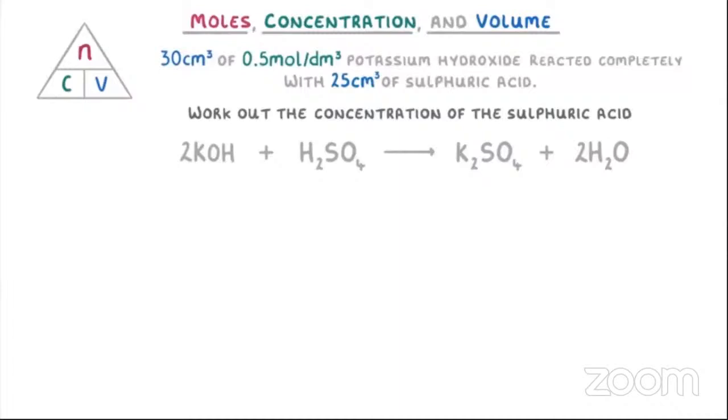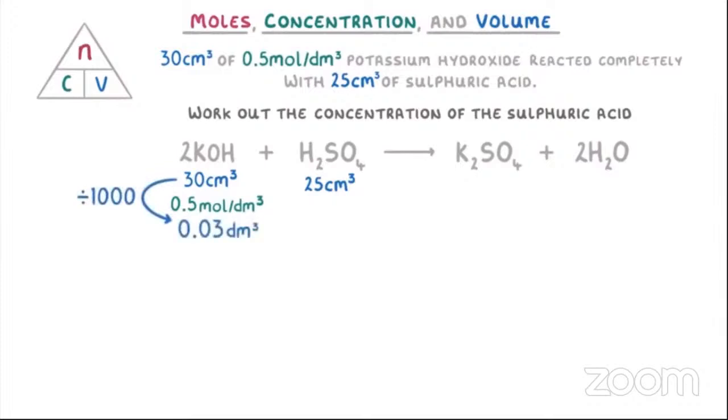Before we do anything else though, it's worth writing out clearly what we already know from the question. For the potassium hydroxide, its volume is 30 centimeters cubed, and its concentration is 0.5 moles per decimeter cubed. And for the sulfuric acid, we know its volume is 25 centimeters cubed. Then, because this is a chemistry calculation, we know that we're going to need all of our volumes in decimeters cubed and not centimeters cubed. We divide 30 by 1000 to get 0.03 decimeters cubed, and 25 by 1000 to get 0.025 decimeters cubed.